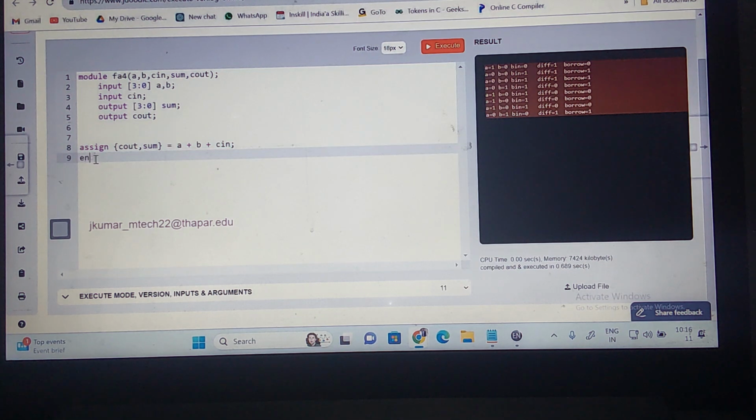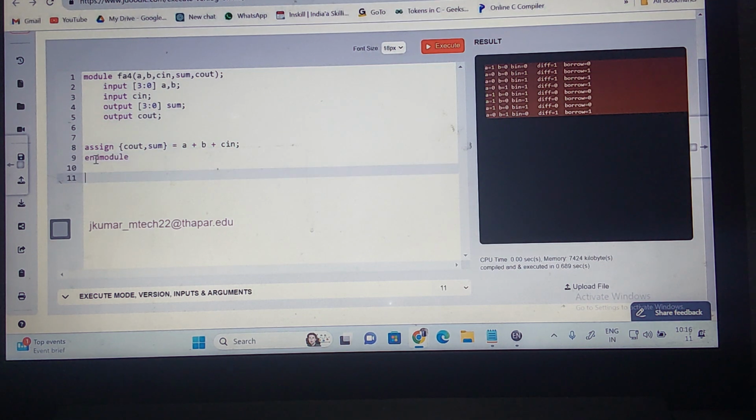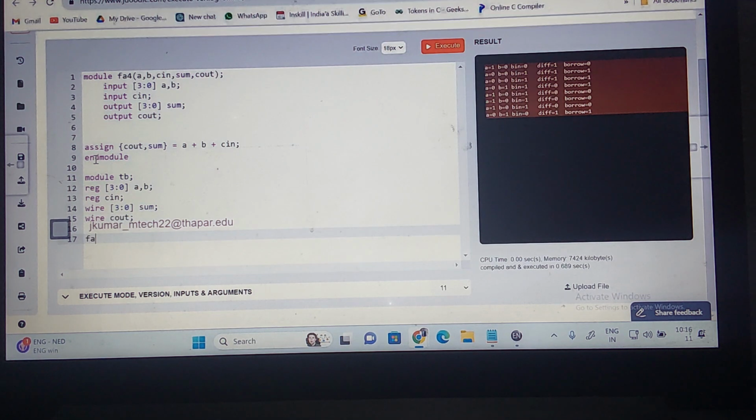Now I need to write the test bench for this module. Module TB. Then what do I need to write? Reg [3:0] A, B, and reg C. Then wire [3:0] sum, and wire Cout. Next, what do I need to do? I need to change the design file. So let us make it ordered connection, let me do 4-bit connection by default.